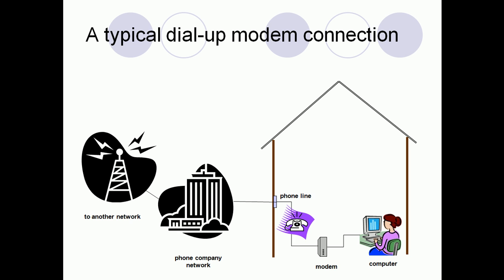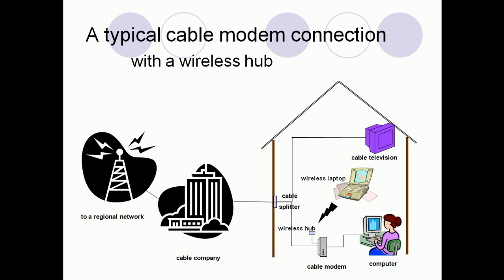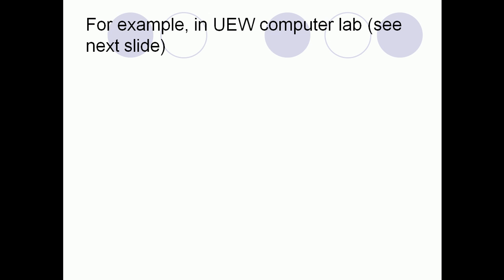So this is a typical dial-up modem connection. You have the computer, the modem links to the phone company network to other networks. Then a typical cable modem connection with a wireless hub. So you have the computer to cable modem to wireless hub. With that one, no cable is connected to the laptop, it is through wireless, and to a cable company to a regional network.